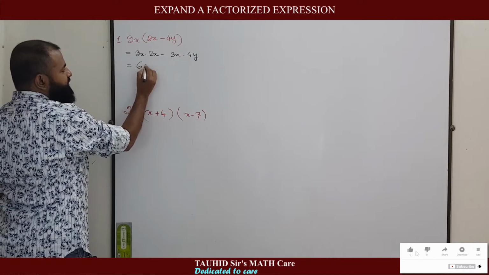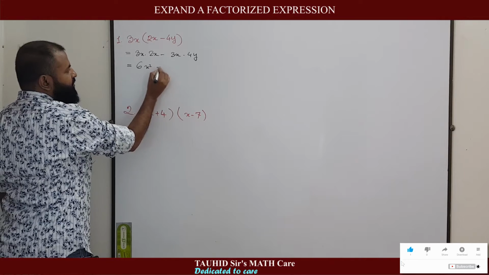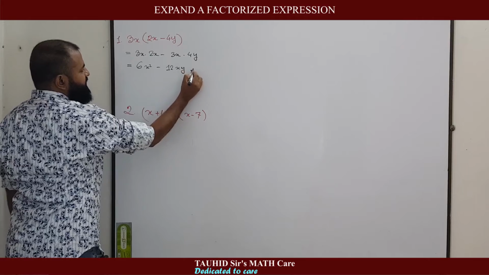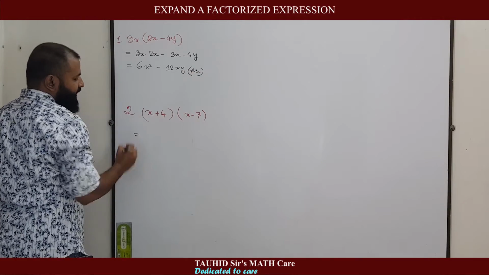3 2s are 6, x into x, x square, minus 3 4s are 12, x into y, xy. This is our answer. Question number 2.